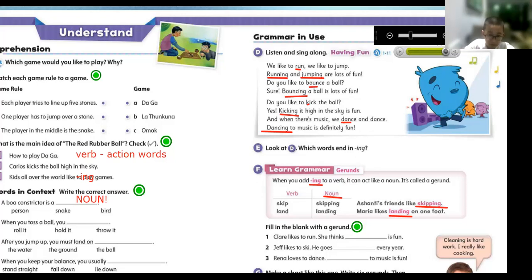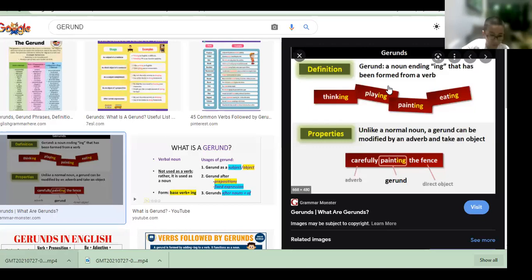All right, so for you to know more about gerund, wait a minute. Let me show you something. Again, when we say verb, that's an action word. Here, a gerund is a noun ending in ing that has been formed from a verb. Think, thinking. Play is a verb. If you add ing, it will now become playing, and that is a gerund. Eat, eating, paint, and painting.